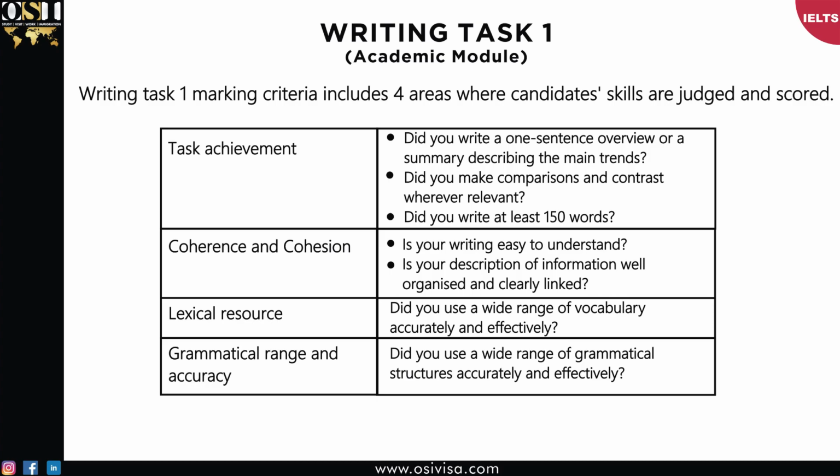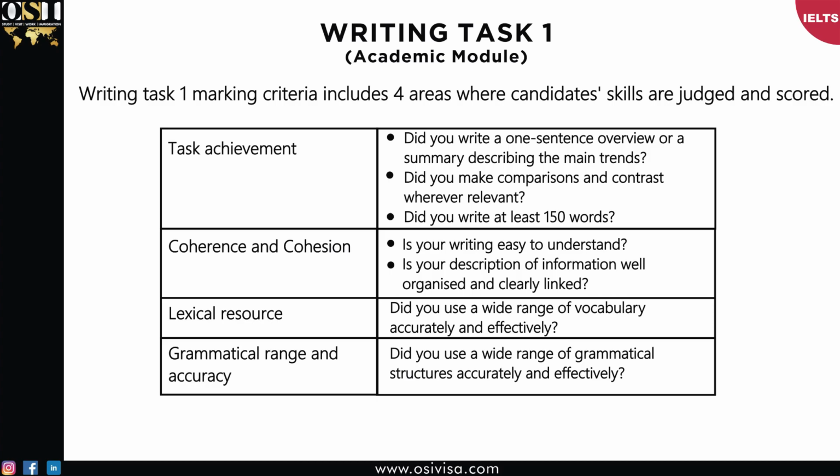Then, making comparisons and contrast. Now, this instruction is going to be there in every writing task 1 question. It will clearly say summarize the information by selecting and reporting the main features and making comparisons where relevant. Okay, so whenever it is necessary, you have to show comparisons. You can't just expect to score good points if you have just presented the data without making any comparisons at all. And then finally, a minimum of 150 words. So all these things, they are going to go towards your task achievement scores.